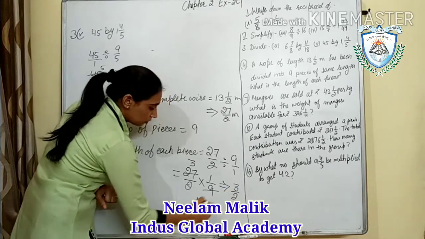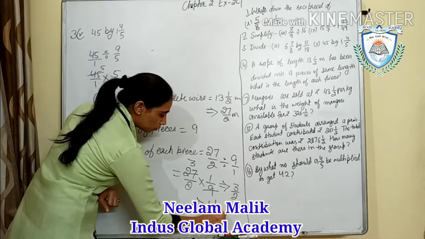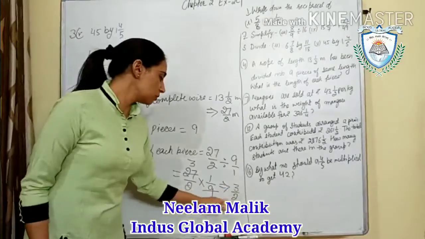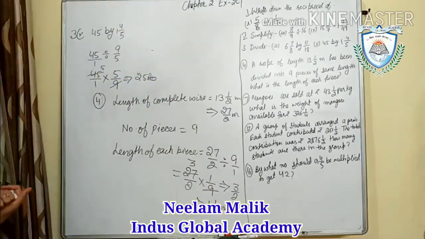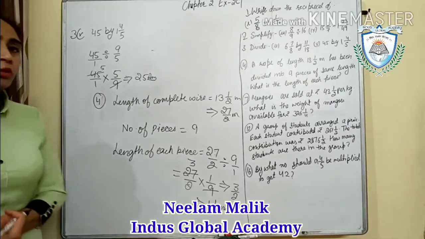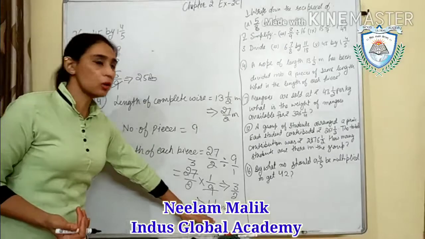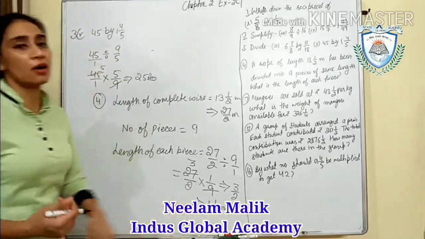What will be our length? 1 whole 1 upon 2 meter. We divide this: 2 ones are 2, 1 will be the remainder and 2 will be the denominator. So 1 whole 1 upon 2 meter. The length of each piece is 1 whole 1 upon 2, or you can say 1.5 meter.